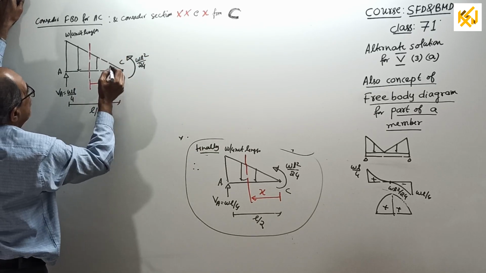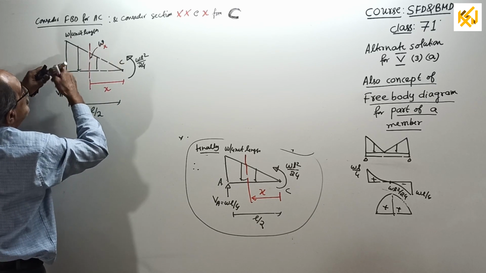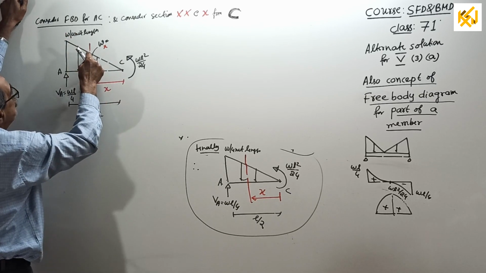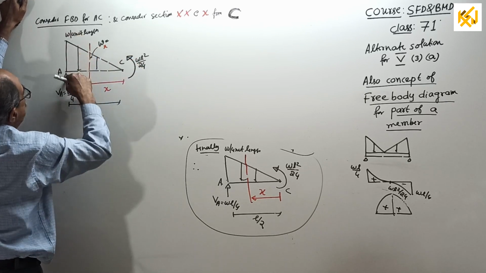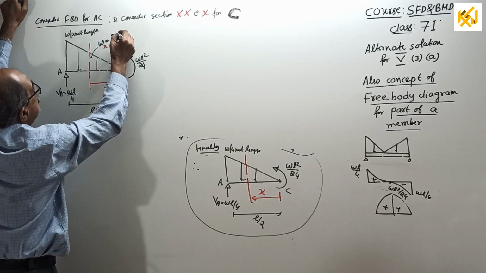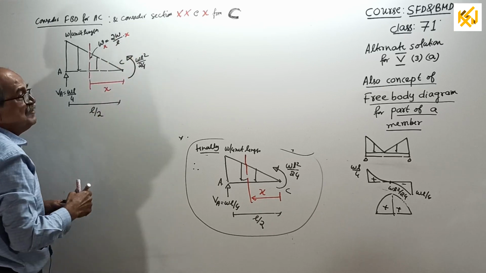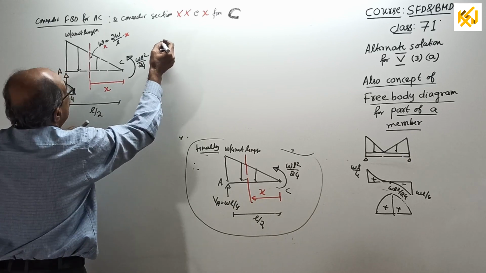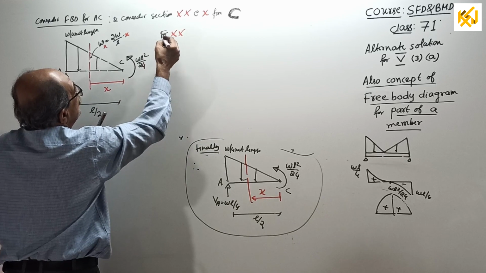Now see, X here. Let this intensity be W suffix X. See, W by L by 2 equals W suffix X by X. Or you can tell directly, W by L by 2 into X. So this becomes 2W by L into simply X. Last time it came as L by 2 minus X. Very simple.